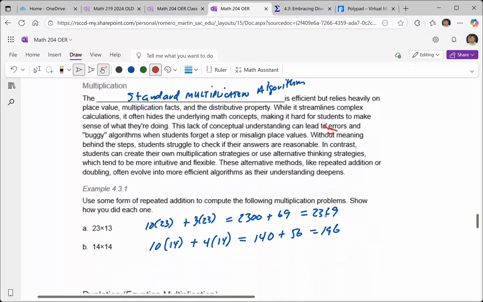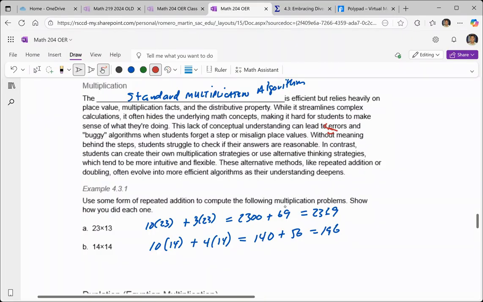But again, we want to stress the importance of conceptual understanding. Without that, students make mistakes that are obvious to you, but not to them, because of misalignment of place values. Without the meaning behind the steps, students often struggle, or don't even know how to check their answer. So let's take a look at some things for multiplication.